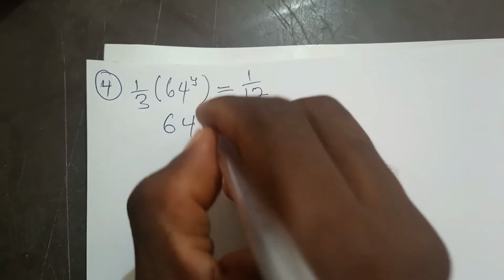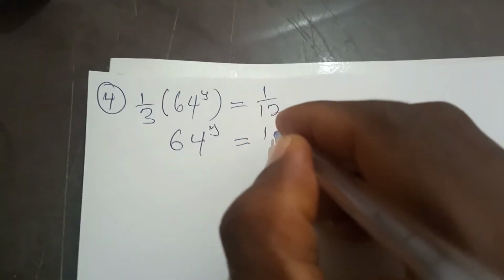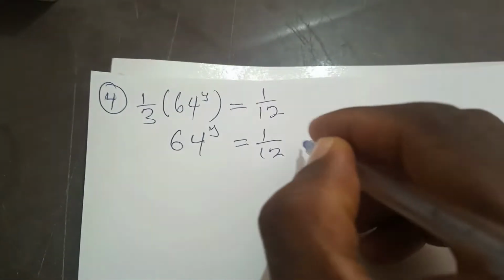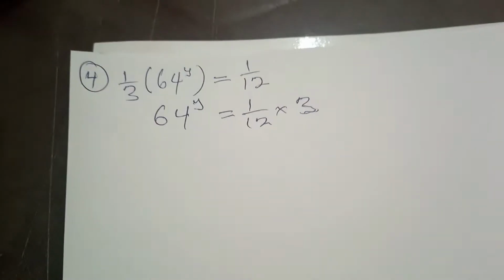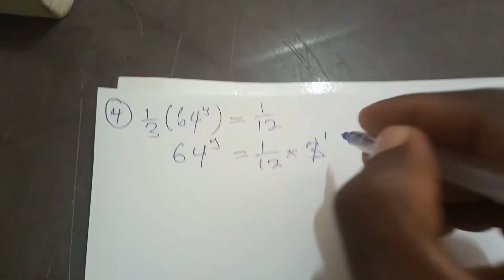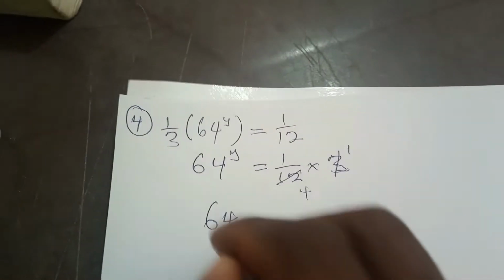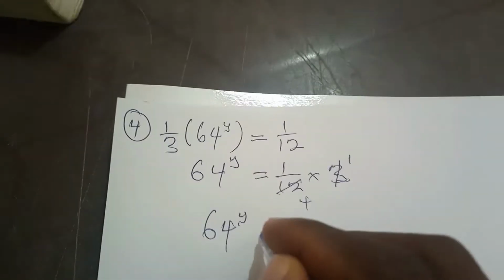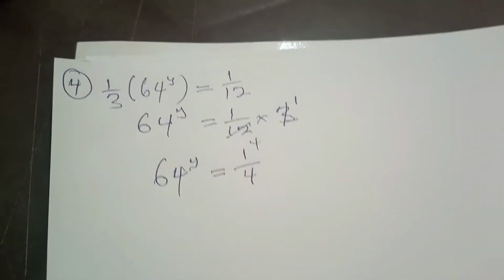So here we are going to have our 64 exponent y to be equal to, when we multiply both sides by 3, 1/12 times 3. Good. So this 3 goes here, 1 goes here, 4. That means that our 64 exponent y will now become 1/4. All right.